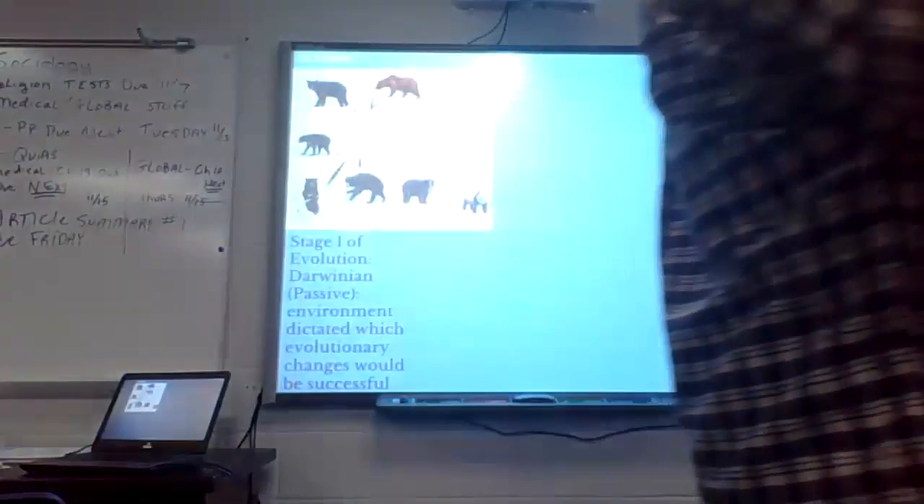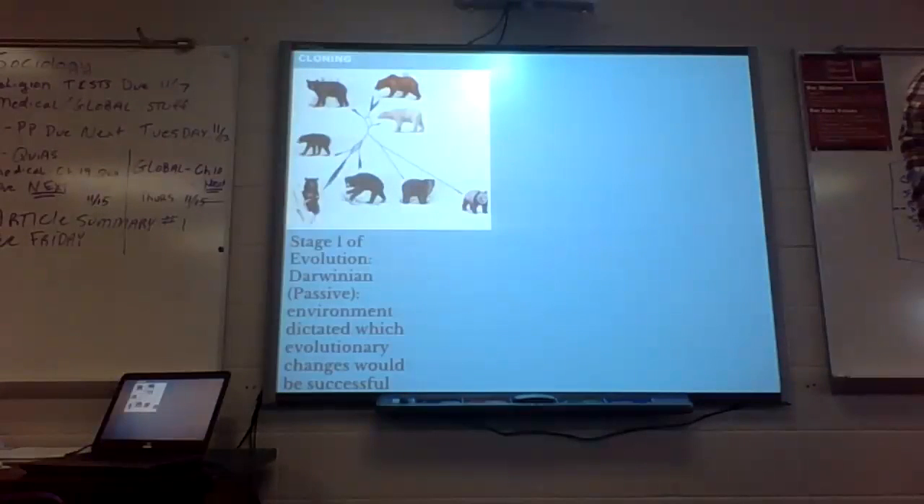Long-clawed lizard and short-clawed lizard are hanging out on a rock, and they're like, hey, what's happening? Oh no, look at that wave. Long-clawed lizard climbs up the tree. Short-clawed lizard's dead. Long-clawed lizard has long-clawed children. Long-clawed lizard evolution. Totally random. No human interaction at all. That's phase 1. That is known as Darwinian evolution, also known as passive evolution.